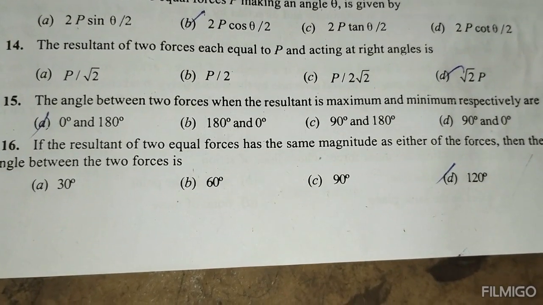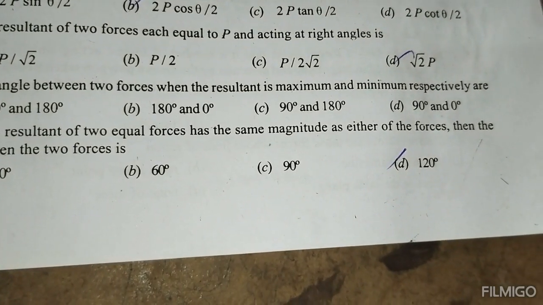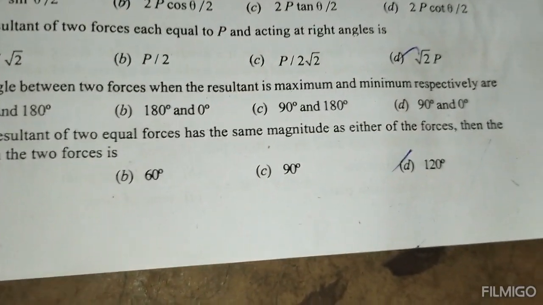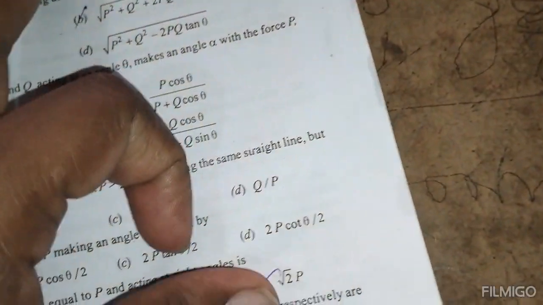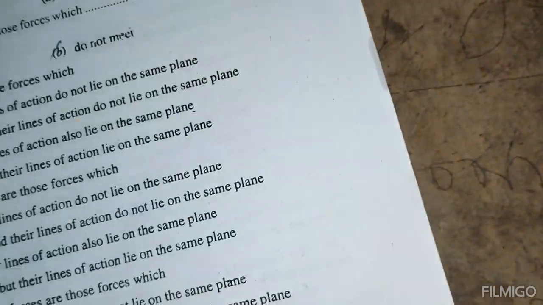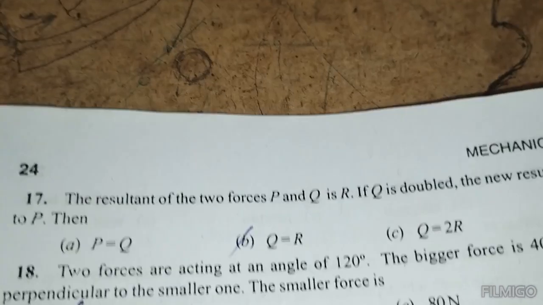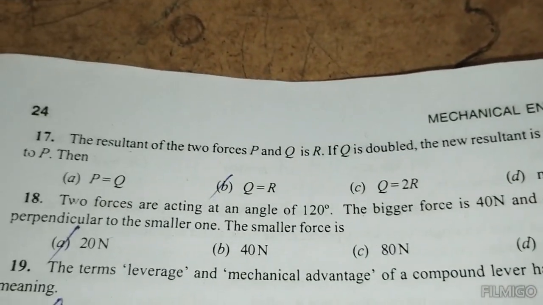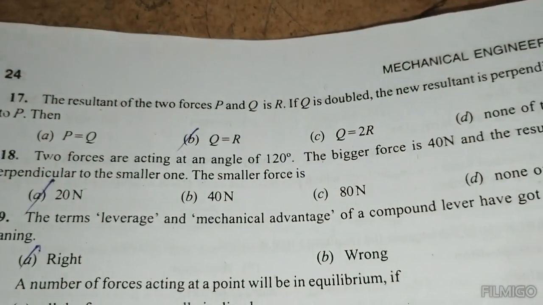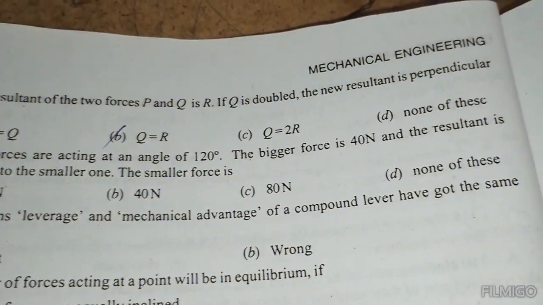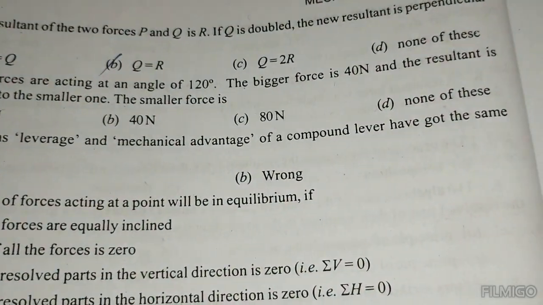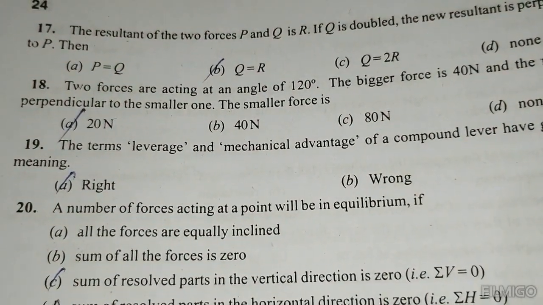If the resultant of two equal forces has the same magnitude as either of the forces, then the angle between the two forces is 120 degrees. The resultant of two forces P and Q is double the force P, and the resultant is perpendicular to P, then Q is equal to R. If two forces are acting at an angle of 120 degrees, this is the 20. The terms leverage and mechanical advantage have the same meaning. Right.